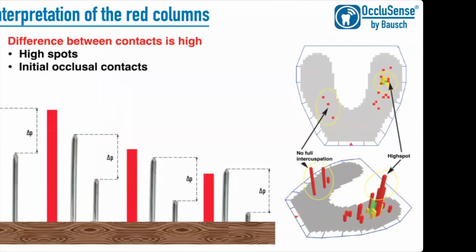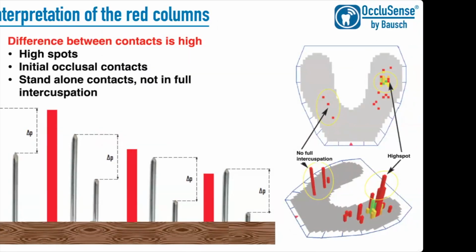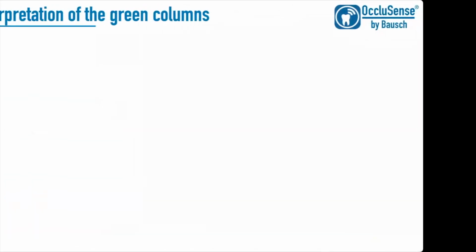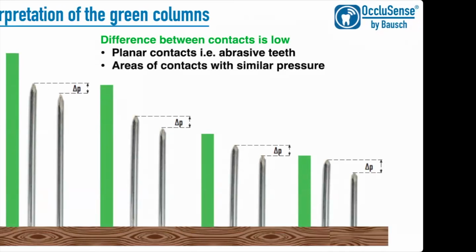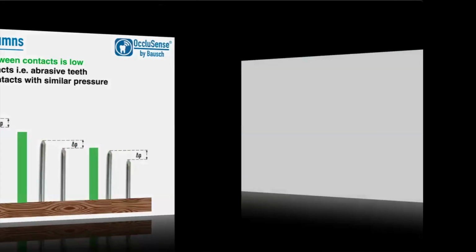Right, here we see the interpretation of the red columns. The difference between the contacts is high. So we have high spots here and initial occlusal contacts, and also standalone contacts that are not in full intercuspidation. When we are interpreting the green columns, we have a difference between the contacts that is low. So this is the case for planar contacts, for example, on abrasive teeth, and areas of contacts with similar pressure.